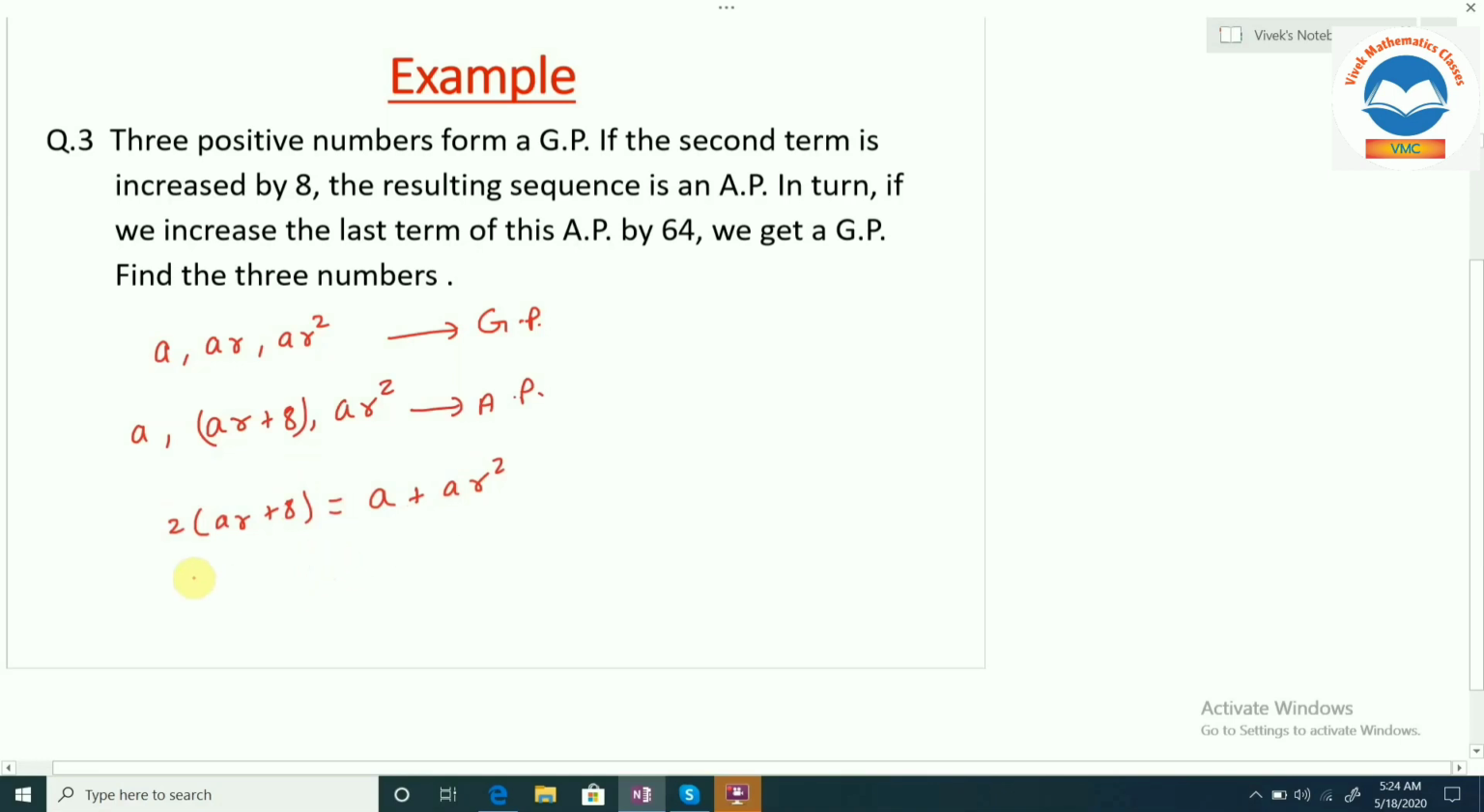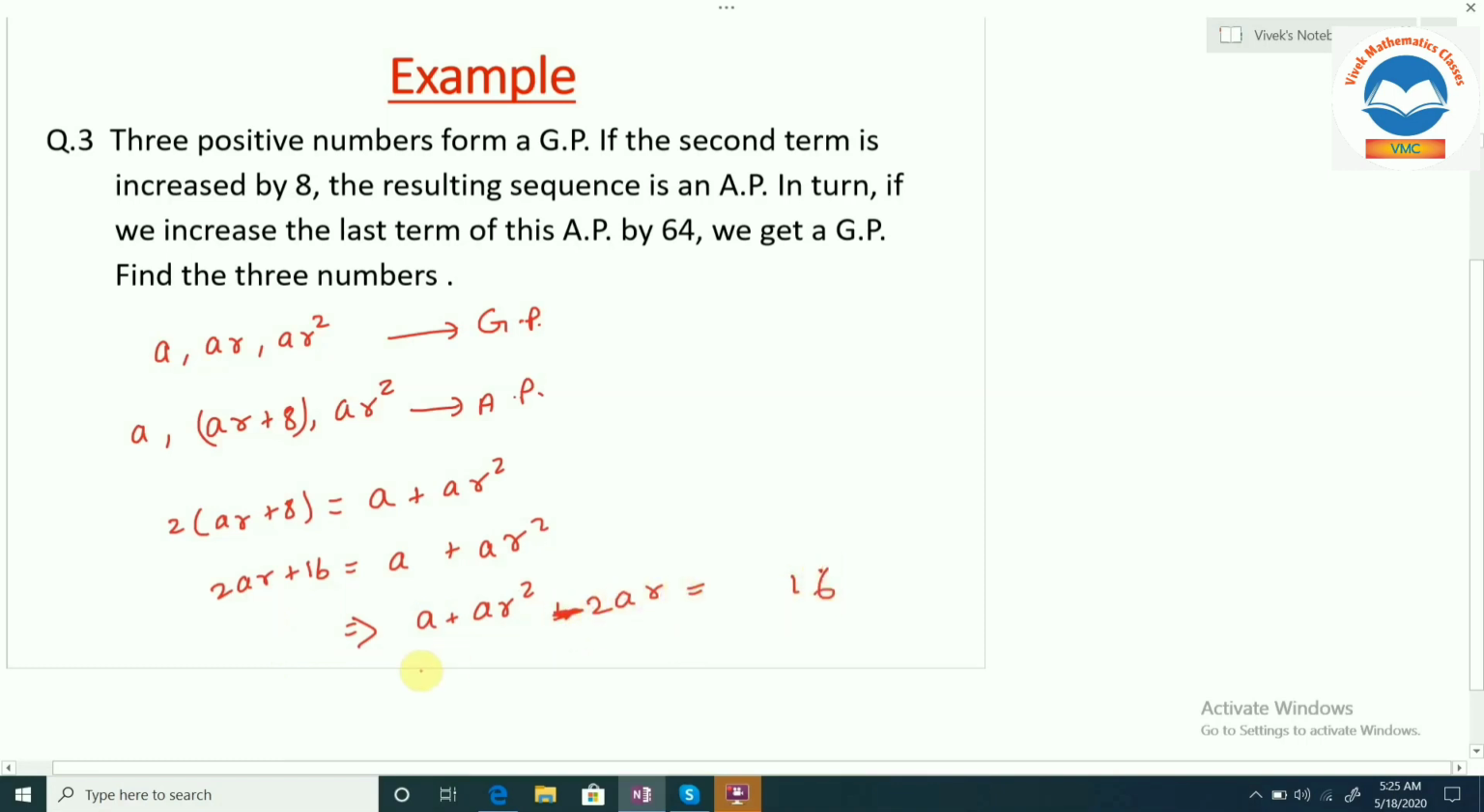So what can we write? Multiply this, we will get 2ar plus 16 equal to a plus ar square. I will combine all the a terms. If you combine all the a terms, we will get a plus ar square minus 2ar. This will be equal to 16, not plus 2ar, minus 2ar.